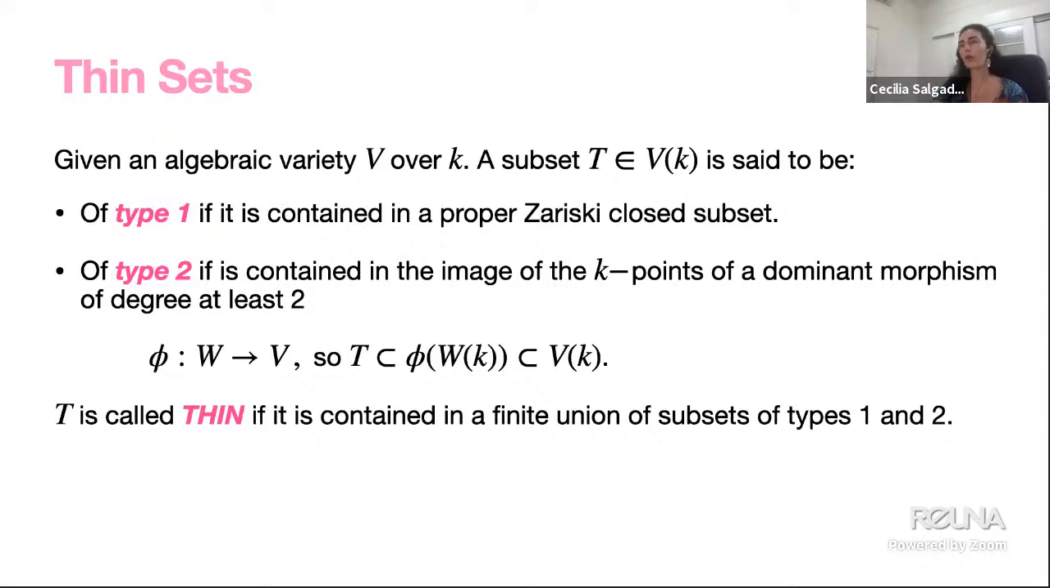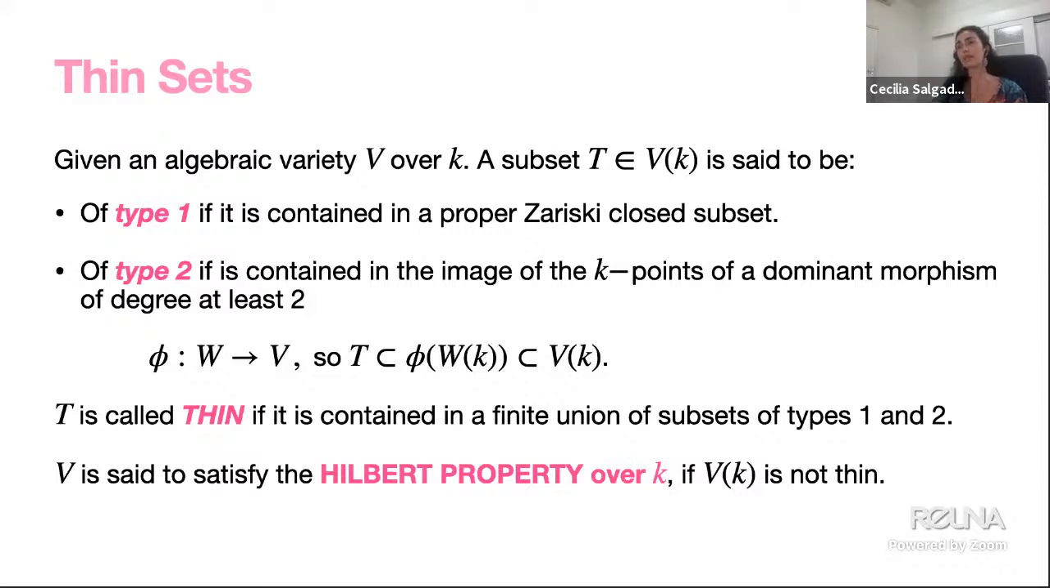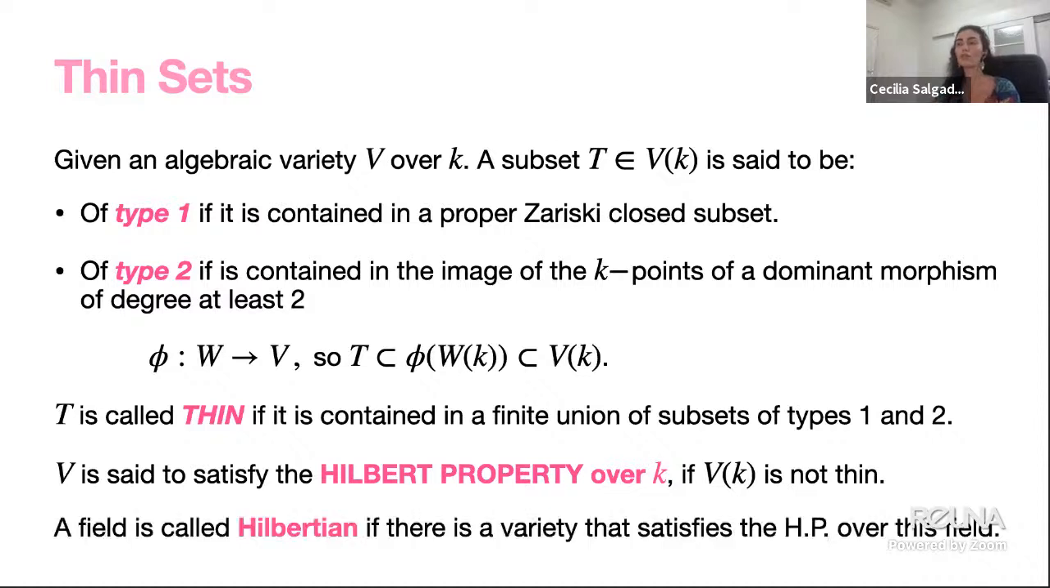I said the name Hilbert before, and a variety is said to satisfy the Hilbert property over a field K, any field K, if the set of K points of this variety is not a thin set. You can also reverse the way you deal with these things and deal with the field. A field is going to be called Hilbertian if there is a variety that satisfies the Hilbert property over this field. So clearly, if a field is Hilbertian, P1 is the variety that you're going to be looking at, okay? Or Pn for any n. If P1 satisfies it, Pn satisfies it.